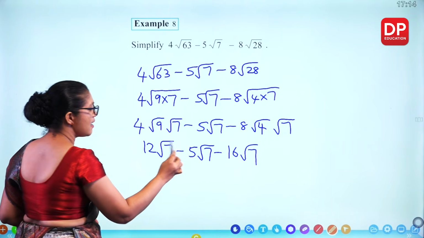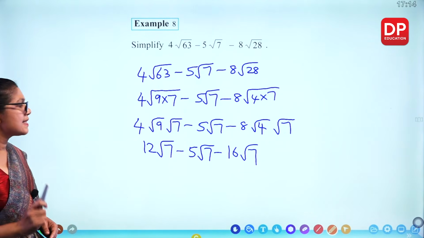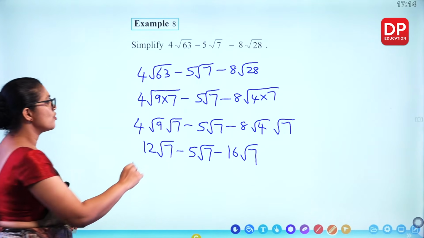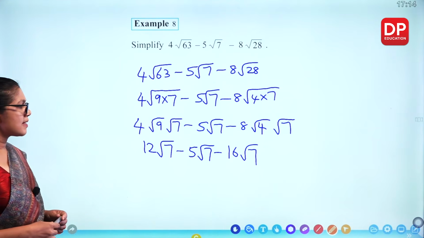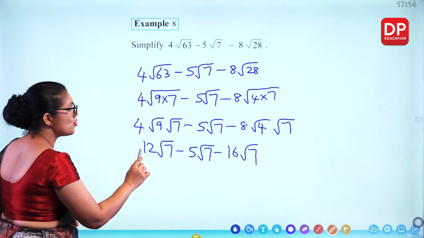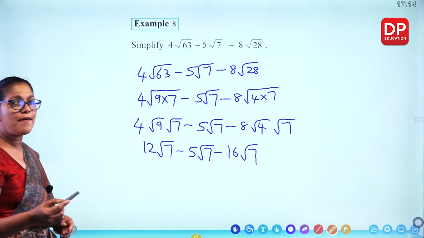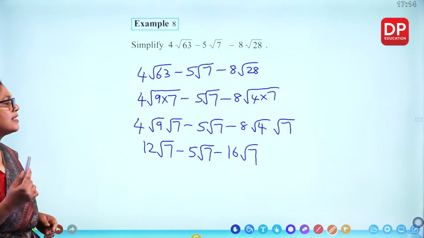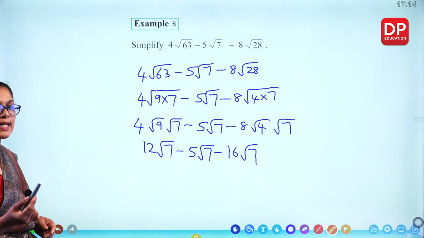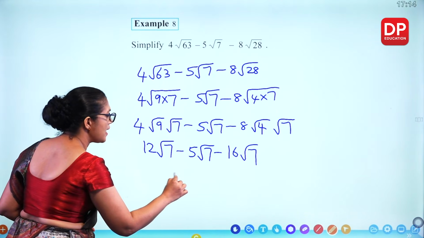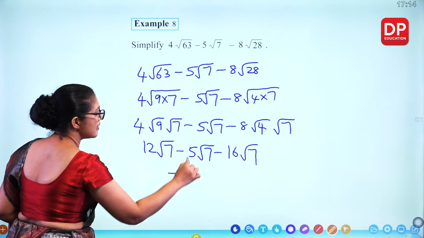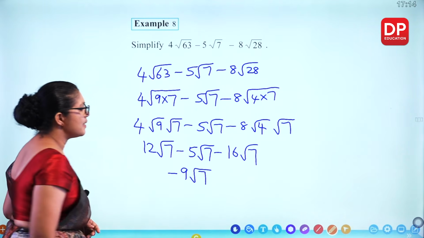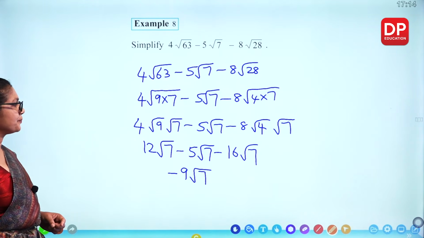Now we see all surds are the same values. So you can just add or subtract. So we can do 12 minus 5, you get 7. 7 minus 16, you get minus 9. And the surd value is 7.